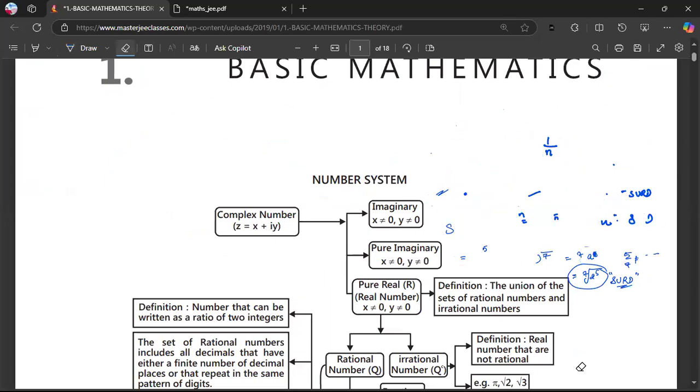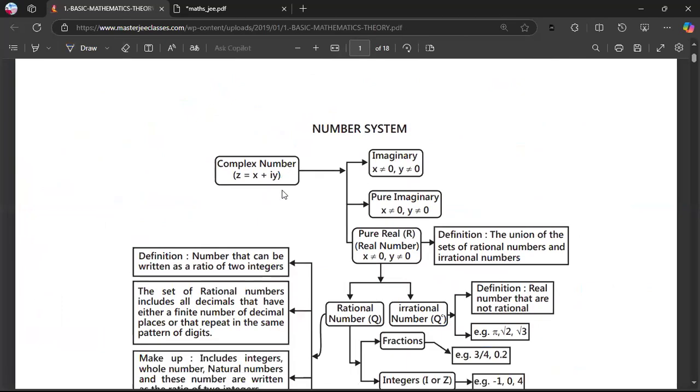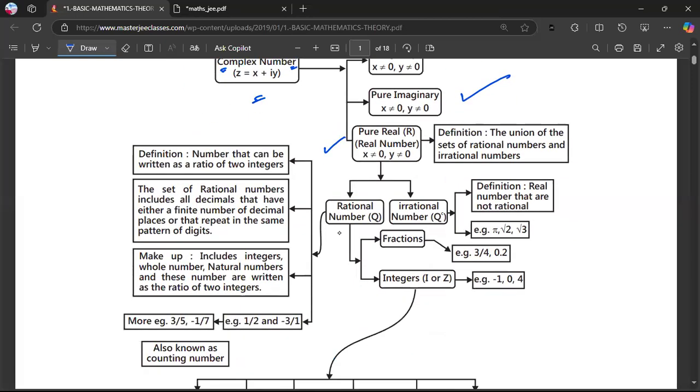So if we have opened this page, let's discuss one more thing about the number system. The great OG and originator of all numbers is the set of complex numbers. They have imaginary numbers, pure imaginary numbers, and also real numbers. We are going to discuss complex numbers ahead. Let's first understand real numbers further.